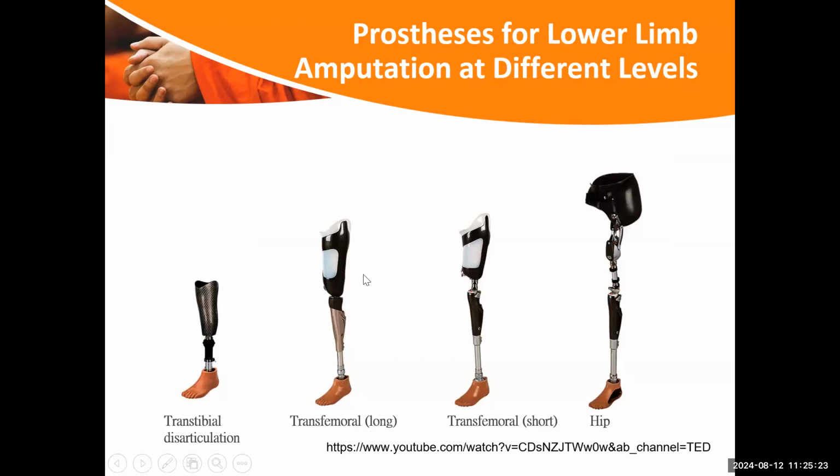Different levels need different kinds of prosthesis. Like what I said, for a patient with hip disarticulation or hemipelvectomy, the prosthesis is like this, enclosing the hip joint. If it's about the knee, then it could be longer or shorter, and have different kinds of weight-bearing mechanisms.